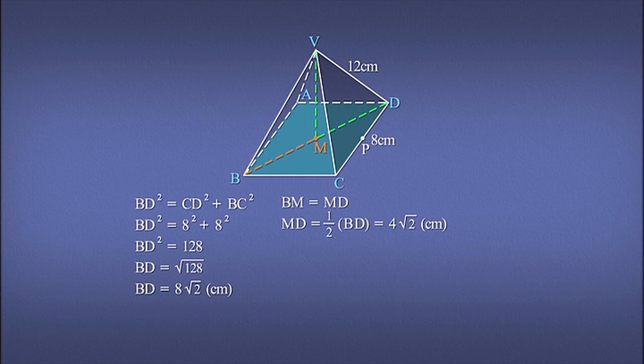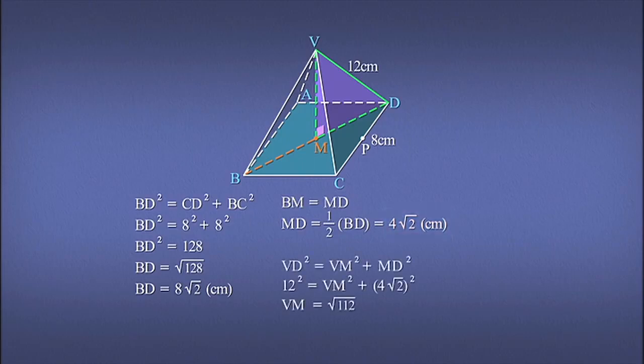Now let's calculate the length of VM. For the right-angle triangle VMD, the length of VD is 12 centimeters. The length of MD is 4 times the square root of 2 centimeters. By applying Pythagoras' theorem, the length of VM is 10.6 centimeters.